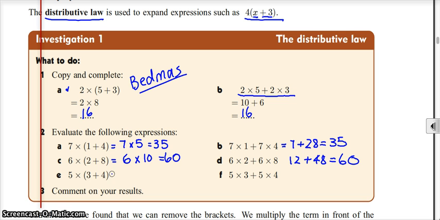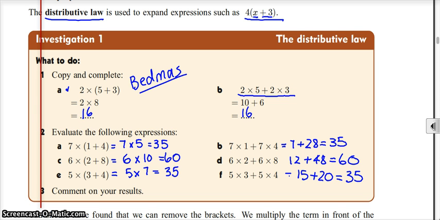And Sean, this one? So what would we do first? We'd do the brackets first. So what's the brackets? 3 plus 4, which is 7. Good. 5 times 7 is 35. Good. And this one, 5 times 3 is 15, plus 20 gives us 35.